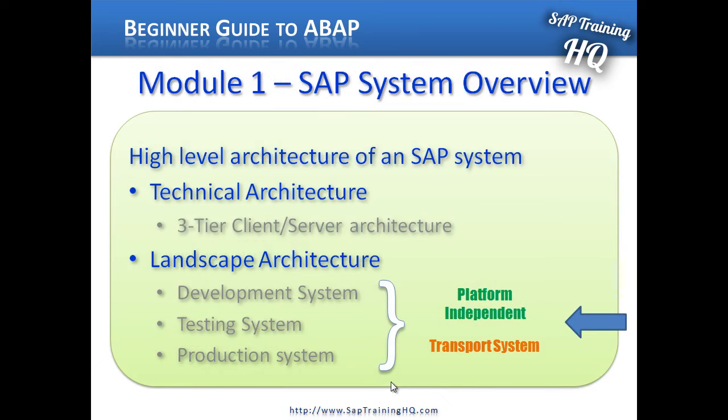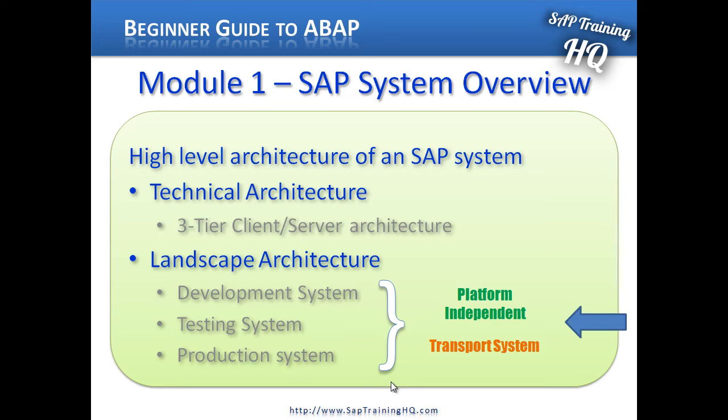Now let's quickly discuss a typical landscape architecture. Now, I say typical, but you'll find that when you work with SAP, there is no typical landscape architecture that most companies use. What you do find that's very common is you'll find a development system, you'll find a testing system, and then you'll find a production system.